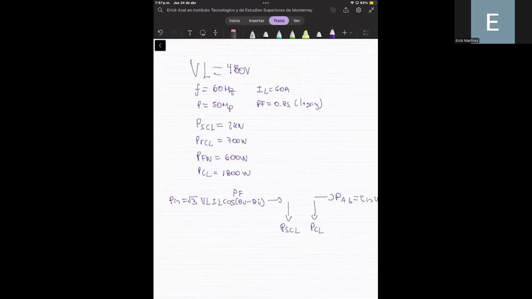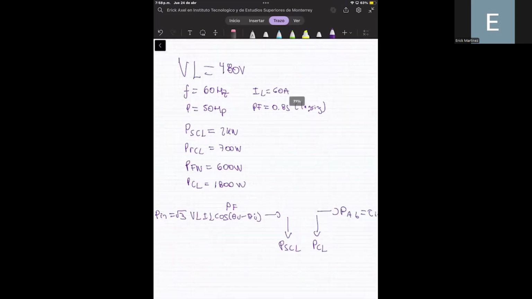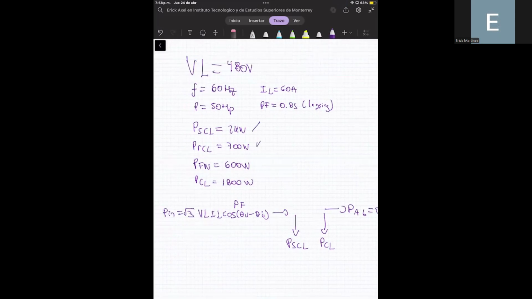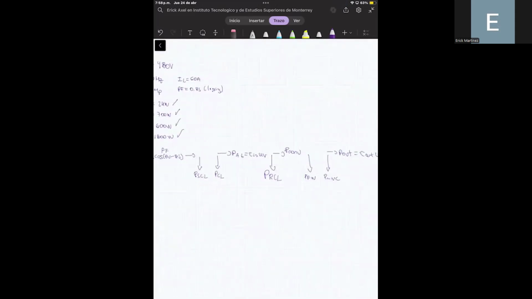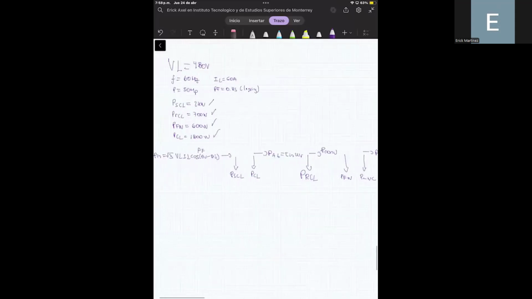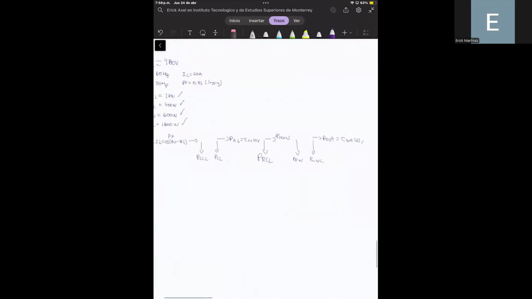The line voltage, the output power of the motor in horsepower, the frequency of the three-phase power supply, the line current, the power factor of the motor, and also the losses. The stator copper losses are these ones, the rotor copper losses, the friction and windage losses, and also the core losses. And in this section I have also drawn a simplified version of the power losses diagram that we discussed previously.